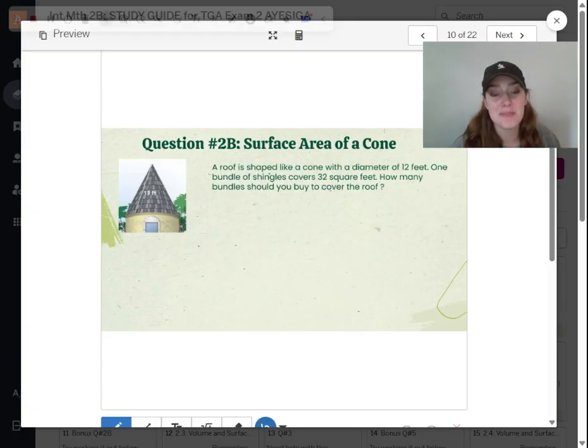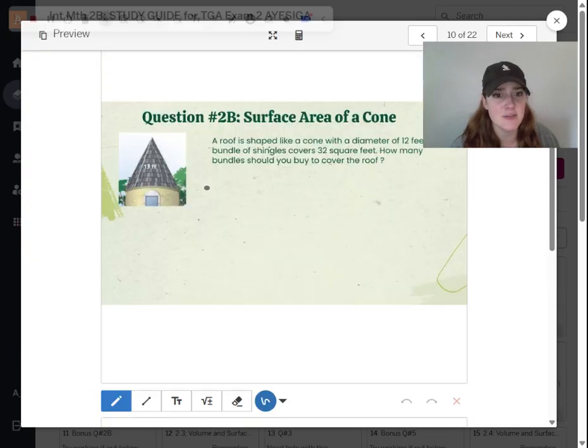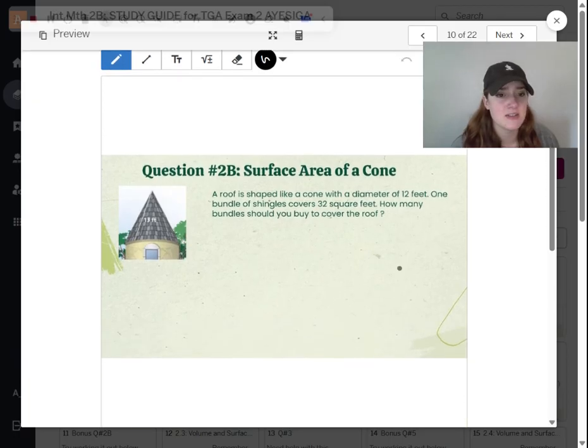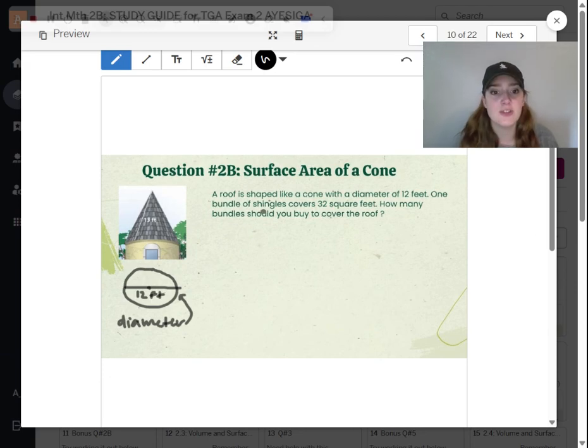Anyways, the roof is shaped like a cone with a diameter of 12 feet. They don't have that in the figure, so I'm going to just add that information for us. I'm going to draw, to the best of my ability, a circle, and they're telling us the diameter of the base is 12 feet. This is the diameter. One bundle of shingles covers 32 square feet. How many bundles should you buy to cover the roof?